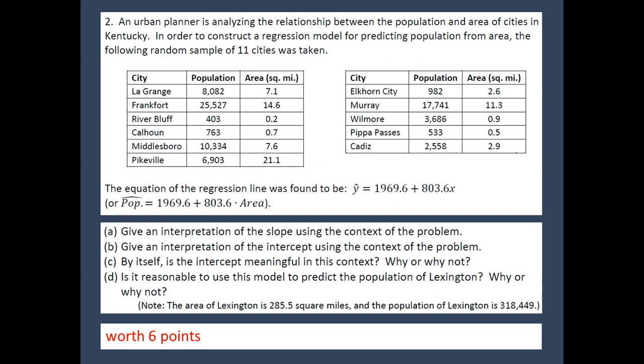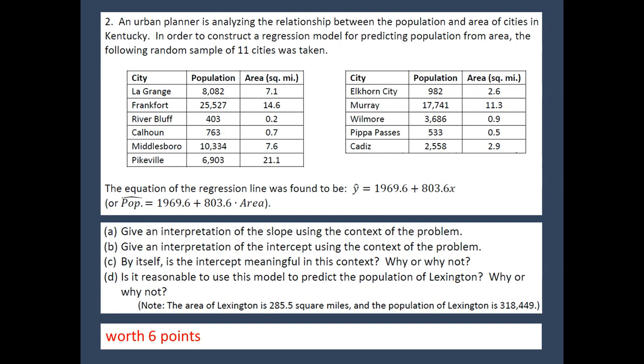So the slope, if that's worth 2 points, it's half a point for saying something about x increasing by 1, half a point for the change in y that's specified by the slope, half a point for saying that it's a predicted change in y, and half a point for the context.